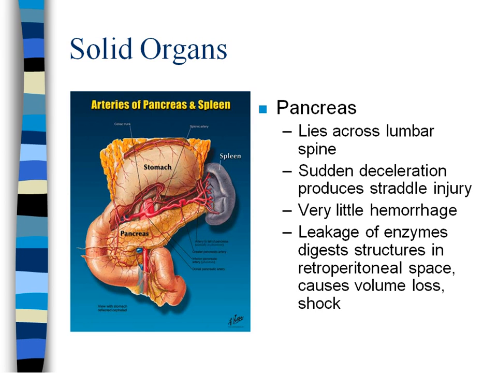Solid organ, the pancreas, lies across the lumbar spine. Sudden deceleration produces straddle injuries onto the spine. Very little hemorrhage, but leakage of enzymes causes problems in the retroperitoneal space. It can cause volume loss. These are the patients who get irritation.